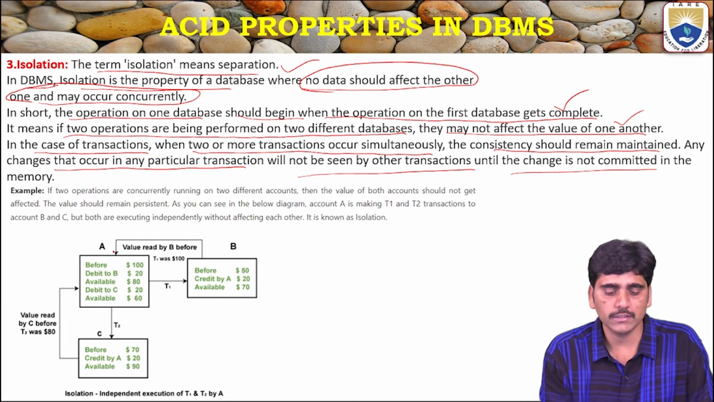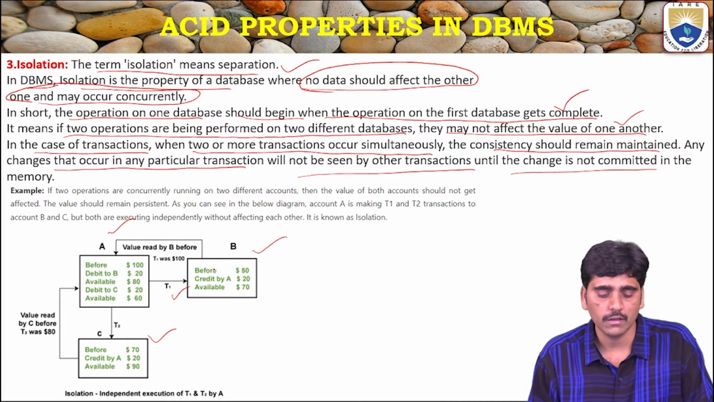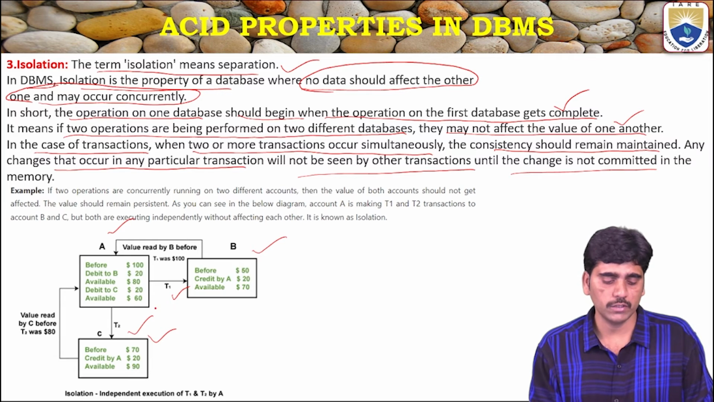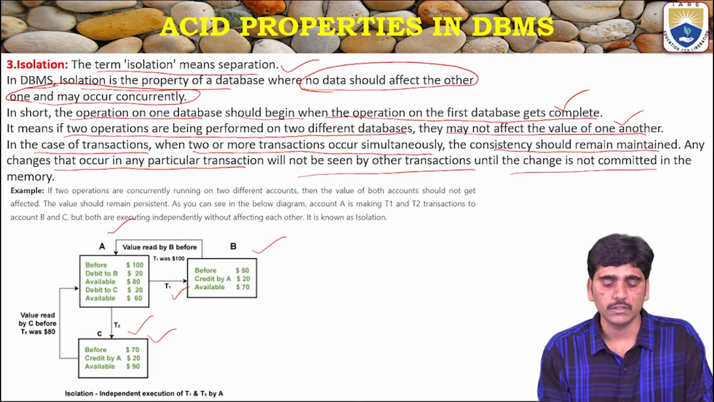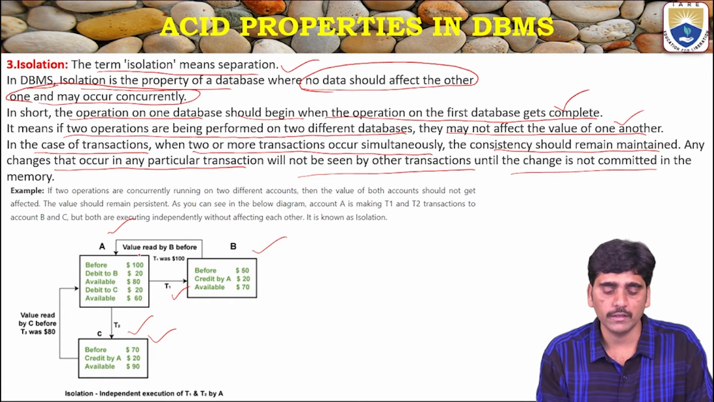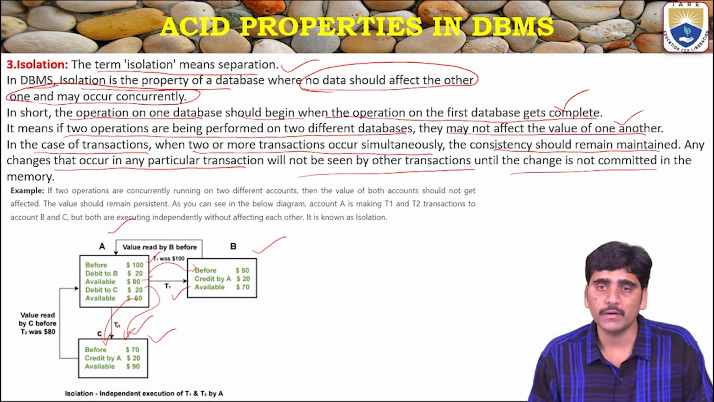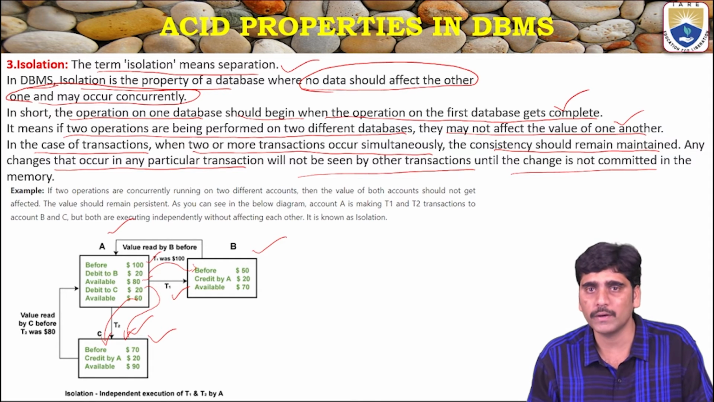So we'll see. This is the A account, this is the B account, and this is the C account. Account A performs transactional operation 1 to account B, and transactional operation 2 to account C. Before the operations, A has 100 rupees. Debiting 20 rupees to B's account, the available balance is 80 rupees. And similarly, debiting 20 rupees to C's account, the available balance is 60 rupees.